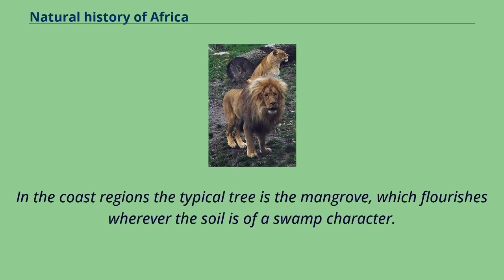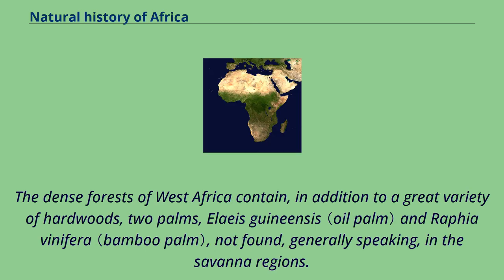In the coast regions the typical tree is the mangrove, which flourishes wherever the soil is of a swamp character. The dense forests of West Africa contain, in addition to a great variety of hardwoods, two palms, Elaeis guineensis and Raphia vinifera, not found, generally speaking, in the savanna regions.